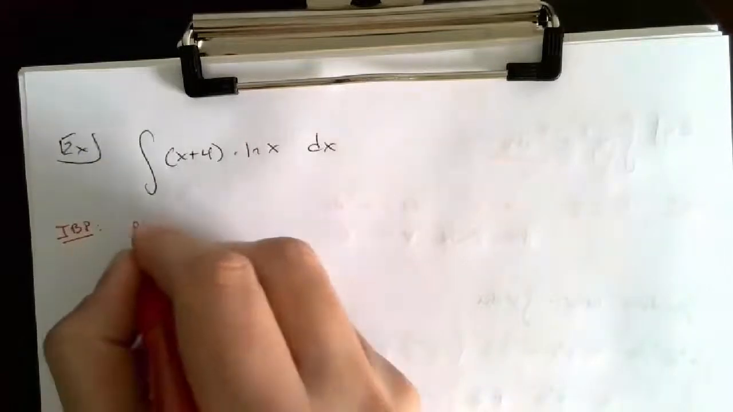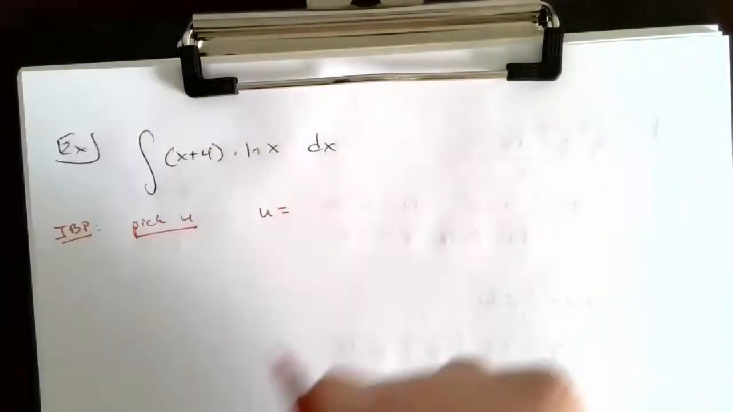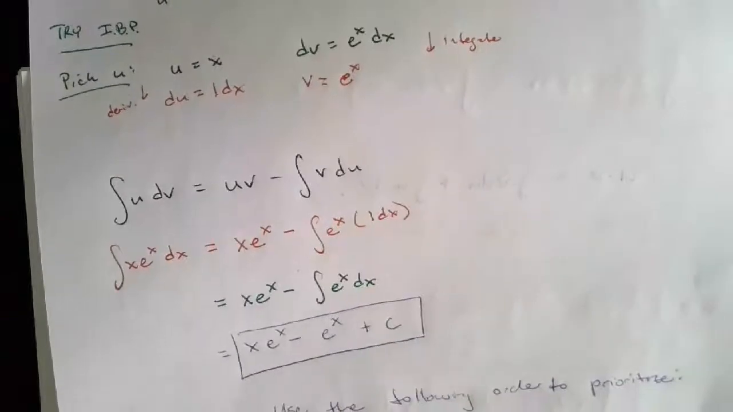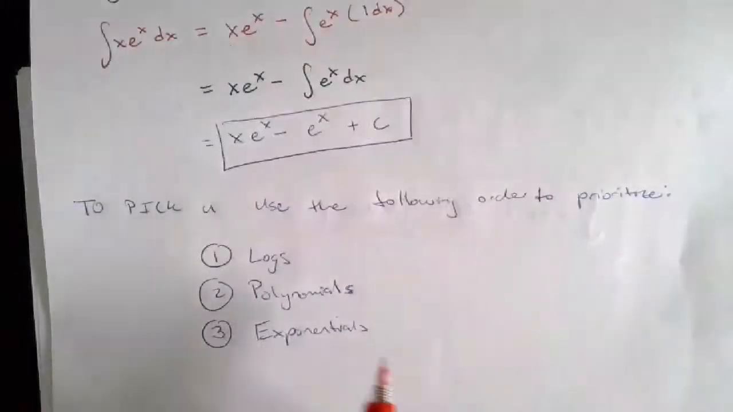And the first thing we always do is pick u. To pick u, I'm going to let u equal what we need in terms of our priority. So our priorities say what? First thing to look at is logs. Are there any logs in this problem? Nope. All right, so first thing, are there any logs in this problem? Right, those are our priorities there.